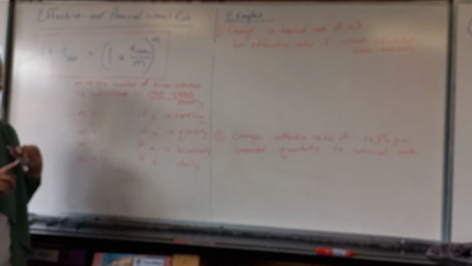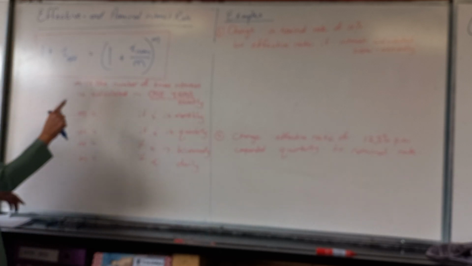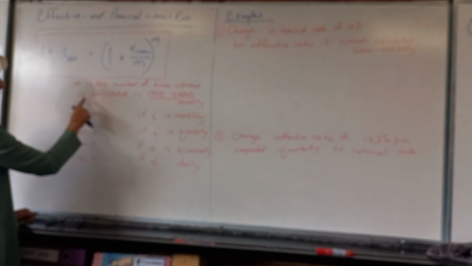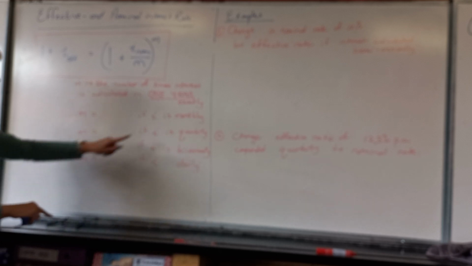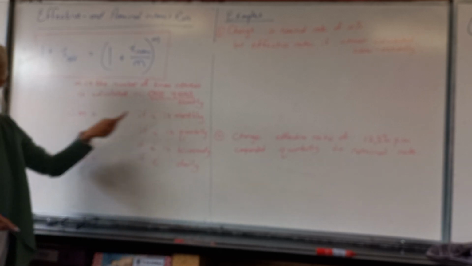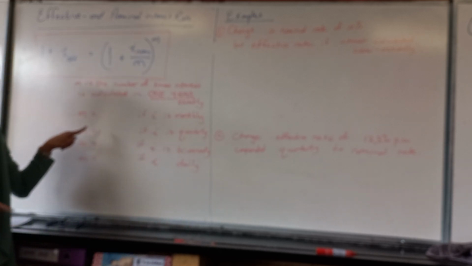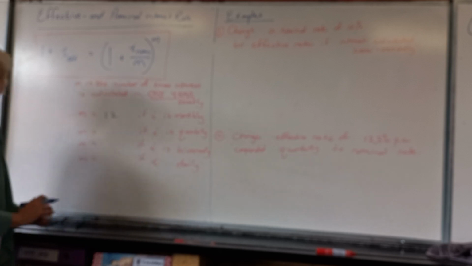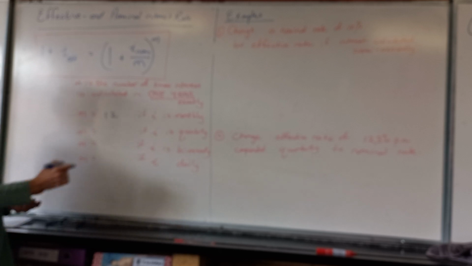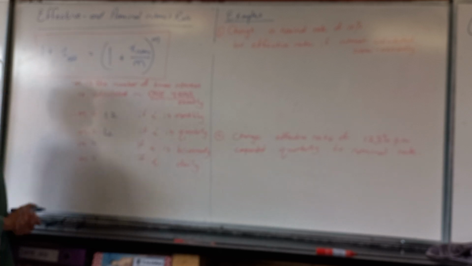So now tell me quickly, give me the answers here. If I tell you that m is the number of times the interest rate is calculated, and I tell you that it's done monthly, how many times are you going to do it in a year? 12. Fantastic. Will it ever change? No. Never. If it's done quarterly, how many times are you going to do it? 4. If it's done biannually, semi-annually? 2. If it's done daily?